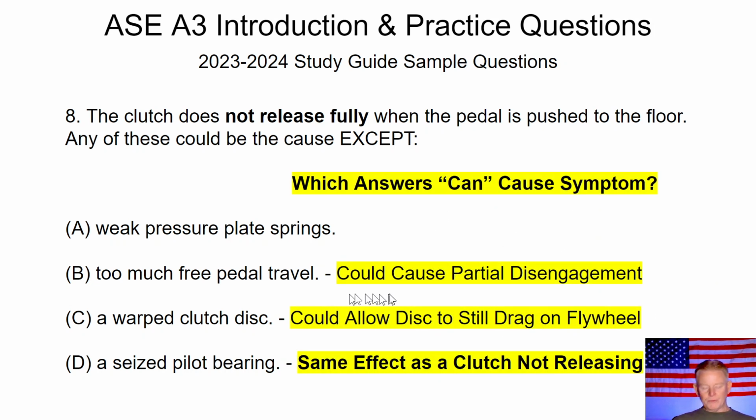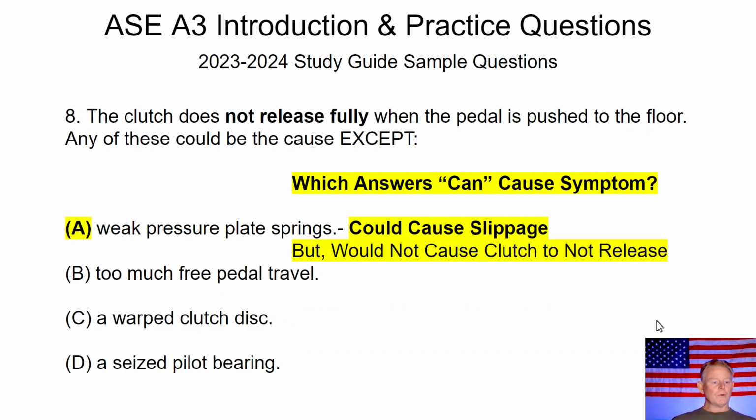So hopefully as I went through all that, you've determined which three can. Pedal free travel definitely could cause partial disengagement. Warped disc, I already talked about. The disc could still drag on the flywheel. And then that seized pilot bearing, hopefully I explained that well enough for you to see where it would have the same effect as the clutch not releasing. So A is our accept.